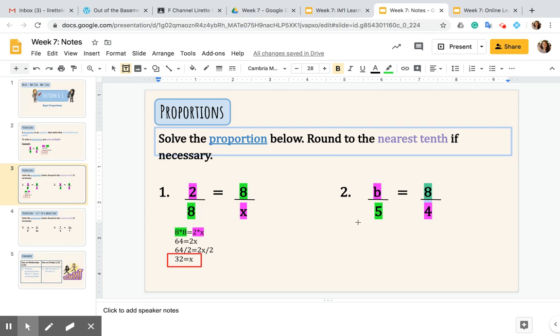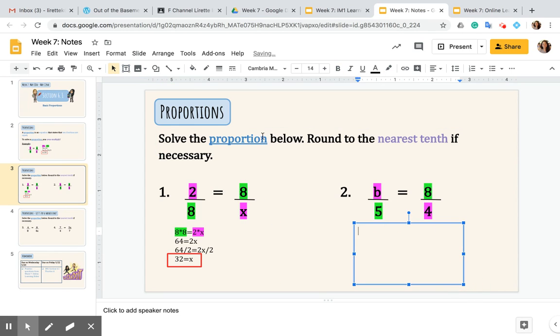And I'm going to insert another text box so I can type my work, make it a little bit bigger. Okay, so one of my cross products is going to contain b times 4. And again, it doesn't matter if you started with the 5 and the 8. You should get the same answer no matter what. And I'm going to put an equal sign. Remember, these cross products always have to be set equal to each other. And the other cross product is going to contain 5 times 8, or 8 times 5. Order doesn't matter.